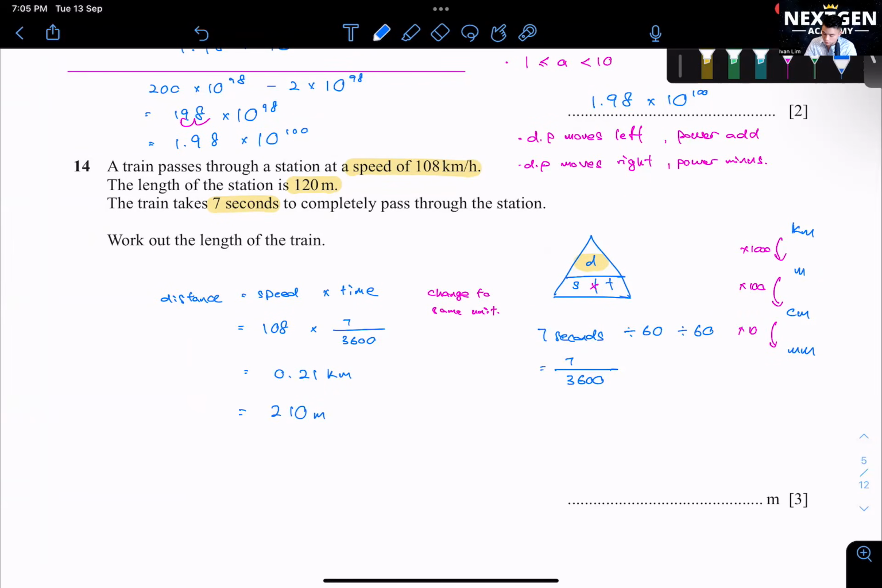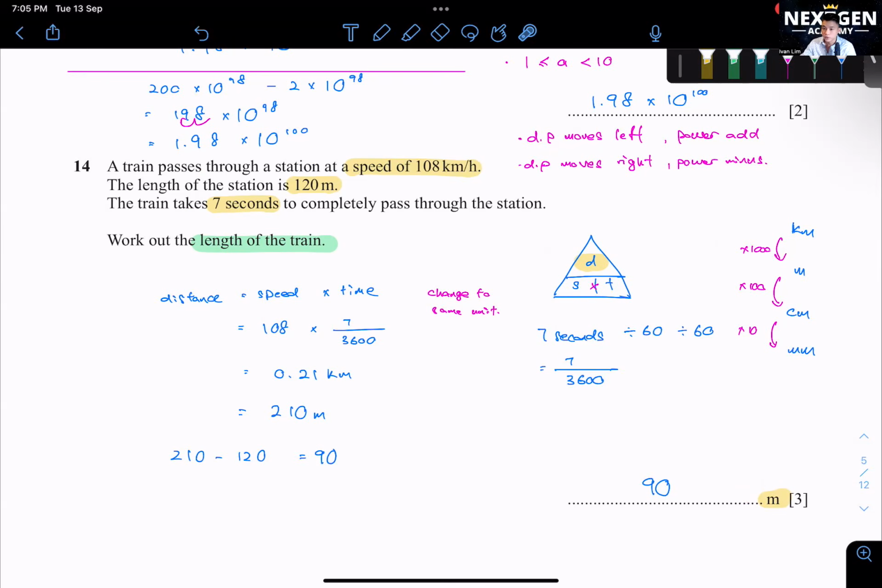Then they say the length of the train, right? Okay, the length of the train. So how do I find the length of the train? This is the distance that it traveled. Sorry, the length of station is given to you already. So you take the 210 minus the length of the station, because this is the distance traveled, and you'll get 90 meters. You see also the final units. So you need to always look at this particular unit. For maths, they always test you on units. Okay, any question?